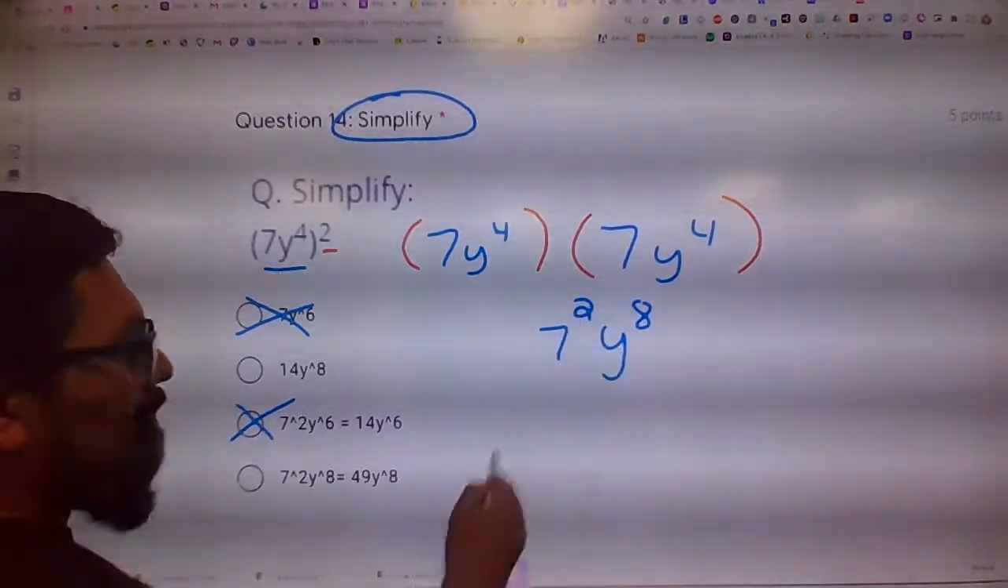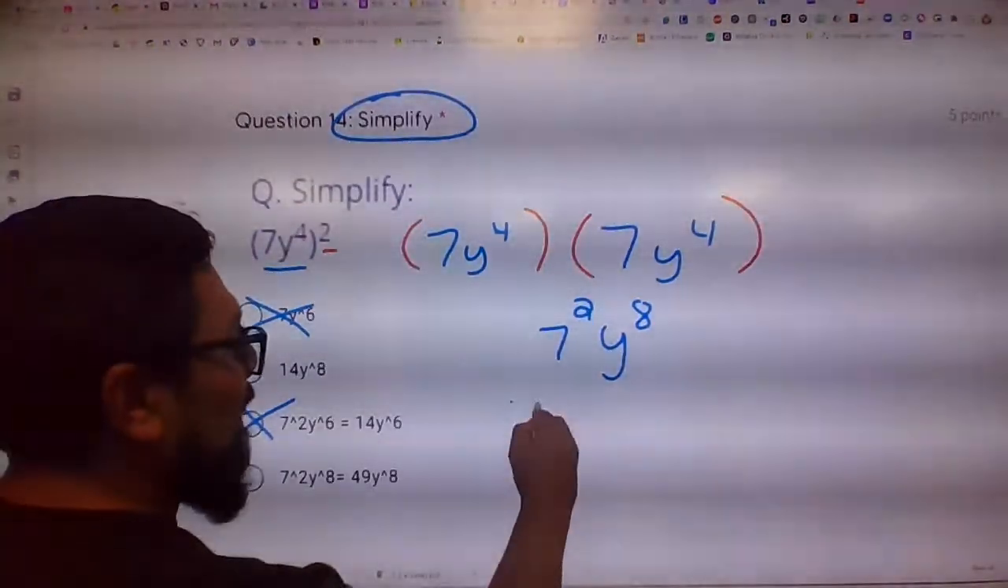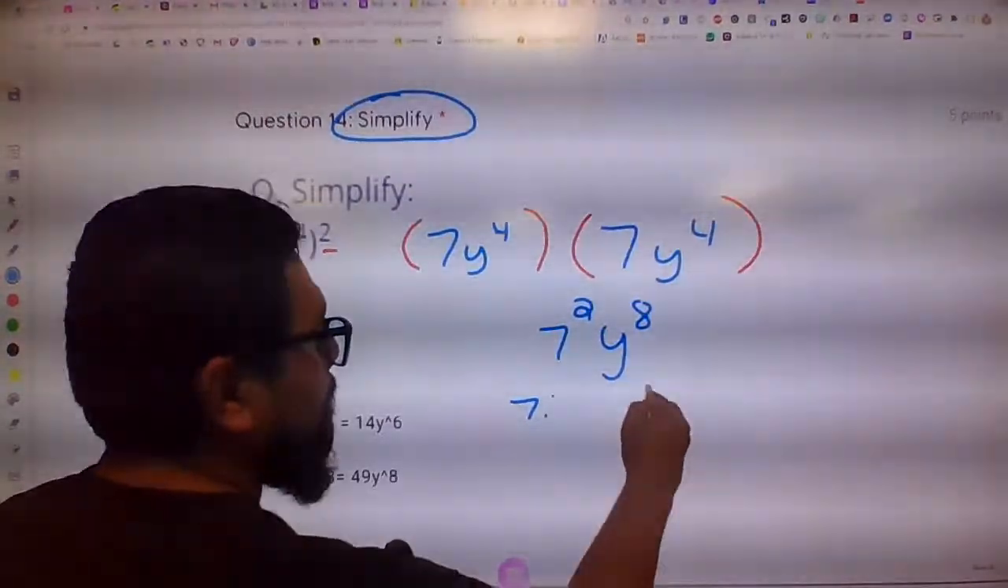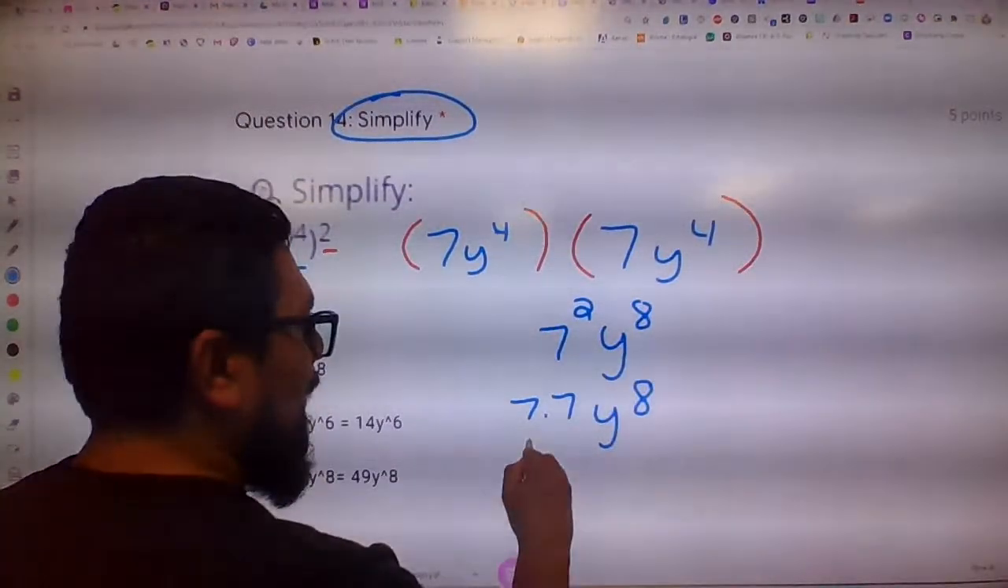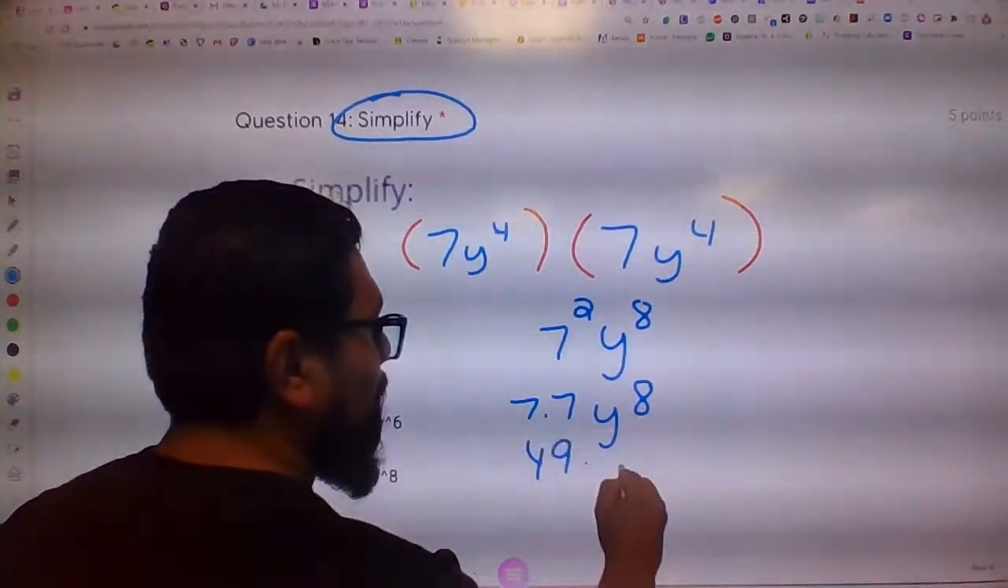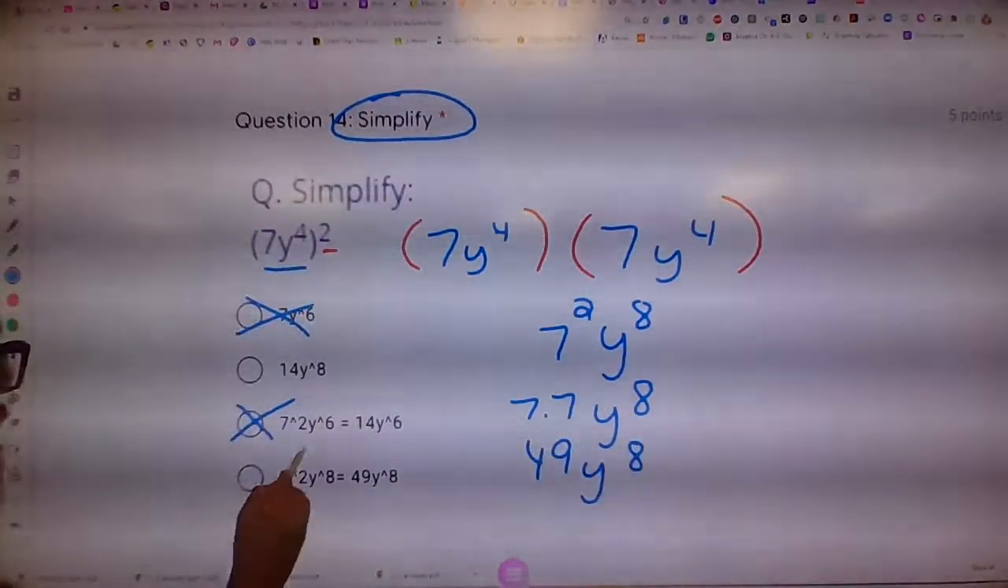What's 7 squared? 7 squared is 7 times 7. What's 7 times 7? 49. 49y to the 8th. So it looks like your answer is this one.